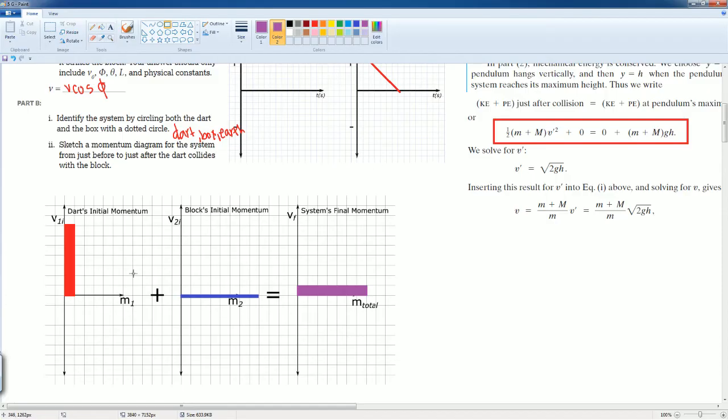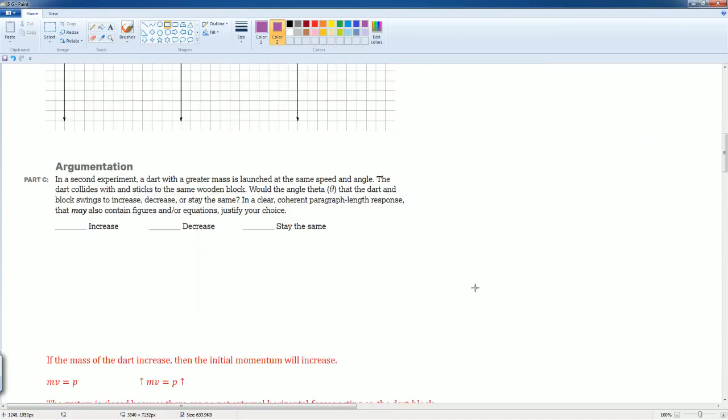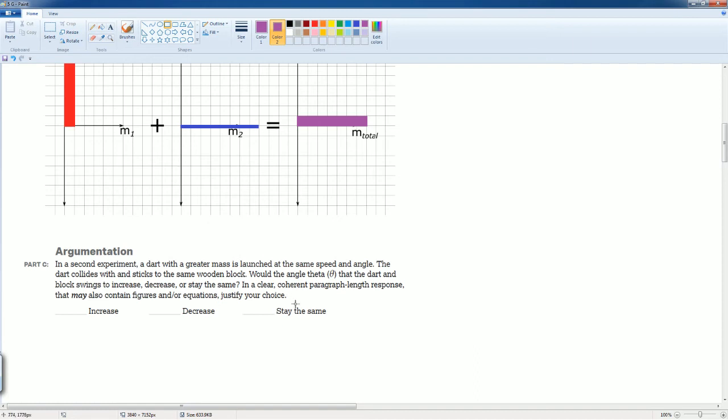Okay? This states that the initial momentum is going to be equal to the final momentum. Now, the question says, in this experiment, a dart with a greater mass is launched at the same speed and angle. Will the block go higher, stay the same, or decrease? I will say that it is going to increase based on my intuition, and we're going to see why.